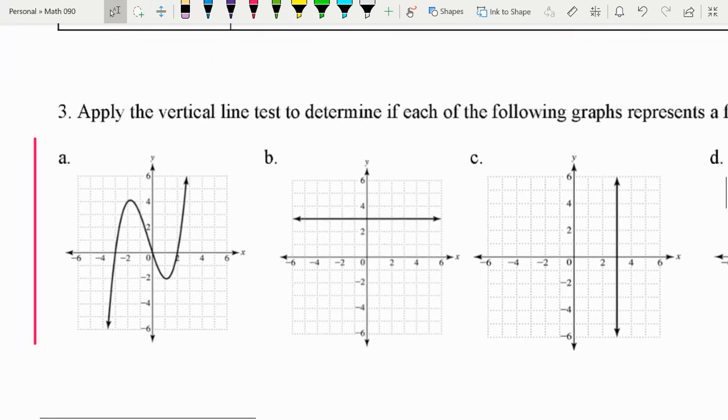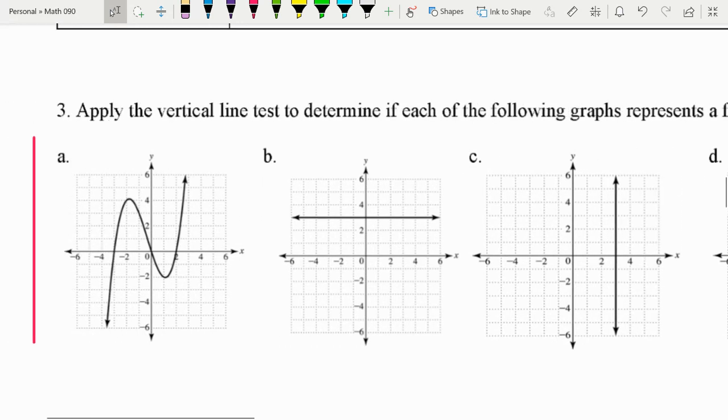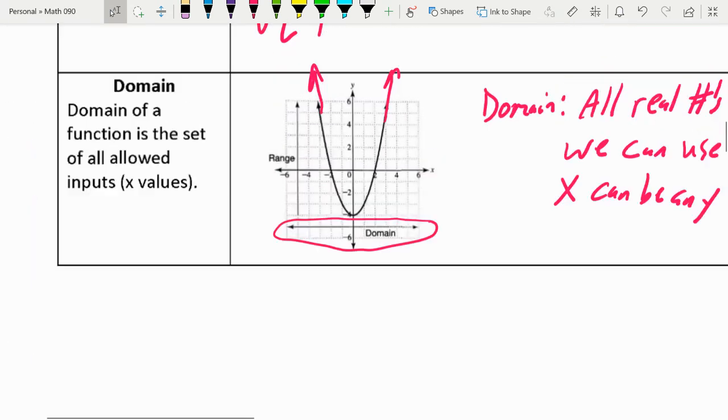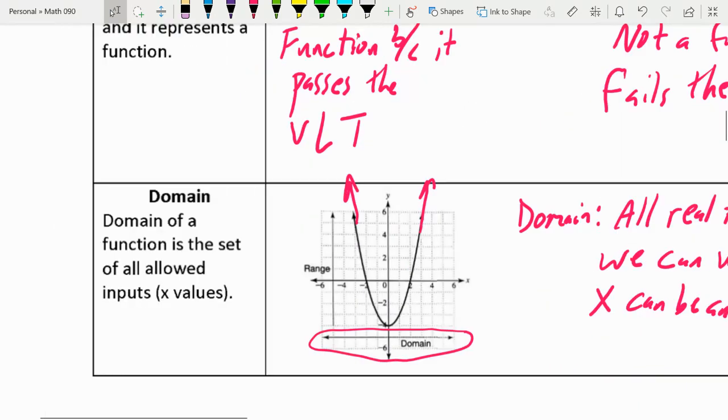Now, the vertical line test, to check to see if a graph represents a function. It was the same test that we did right here. So it's that same test.